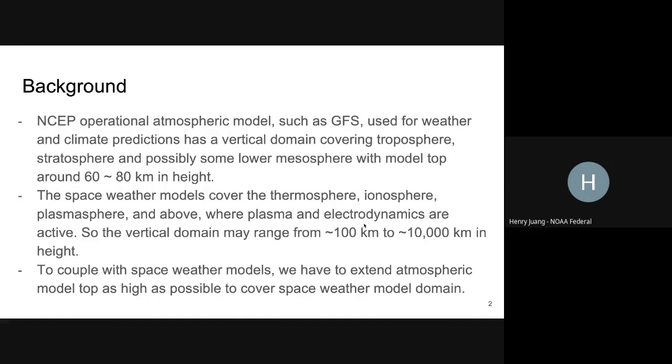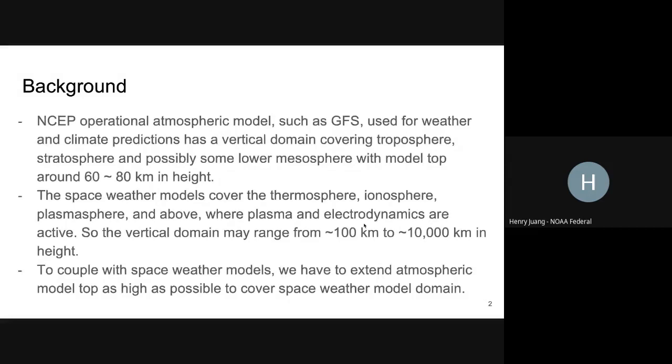And all that plasma and electrodynamics is an actually active layer. So that domain usually ranges from around 100 kilometers to 10,000 kilometers in height. So in order to couple the space weather model with the atmospheric model, we have to extend our atmospheric model up to that height, possibly to cover the space weather model.